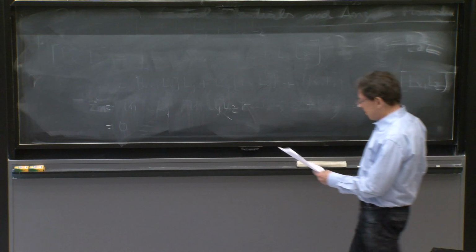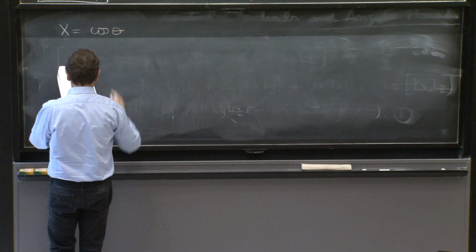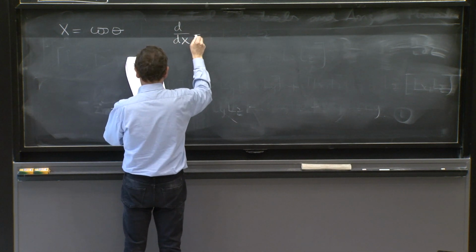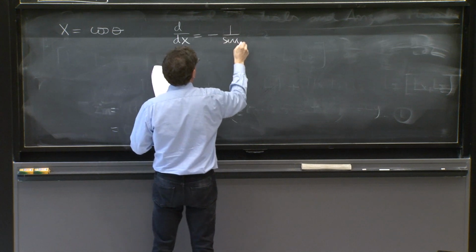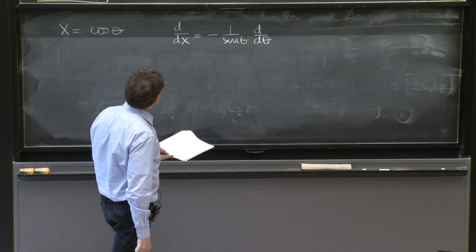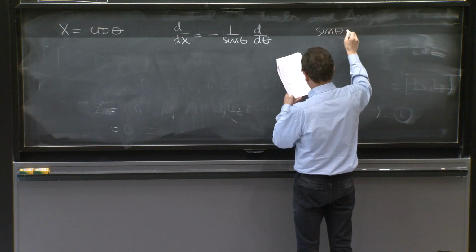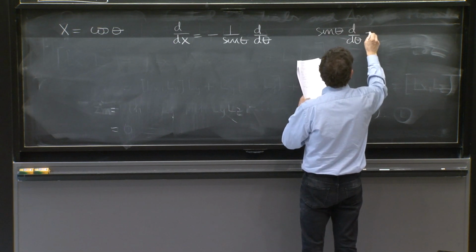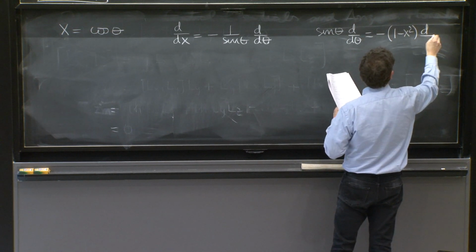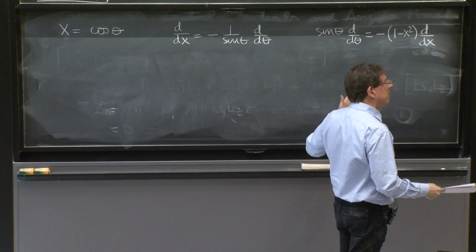I have it here. If x is cosine theta, d/dx is -1 over sine theta d/d theta. Please check that. And you can also show that sine theta d/d theta is equal to -(1 - x squared) d/dx. The claim is that this differential equation just involves cosine theta.